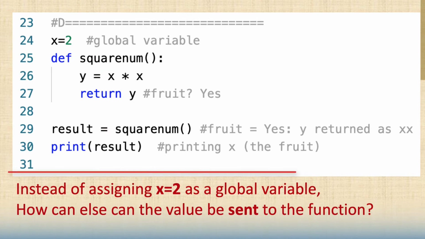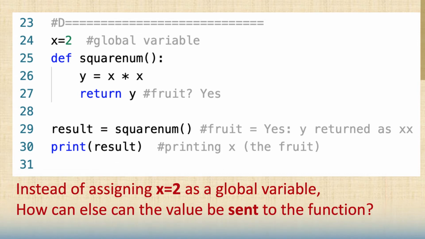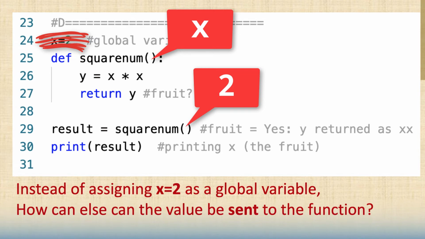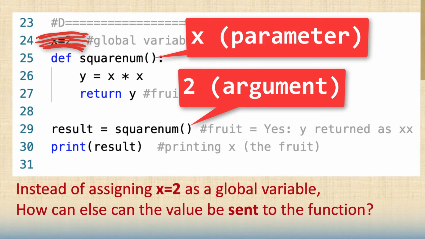So instead of assigning x equals 2 as a global variable, how else can the value be sent to the function? And if you remember, we can put 2 in as an argument. Instead of using a global variable, we could put 2 in the parentheses for square num when the function is called, and then we could put x up in the function definition up there so that it gets called on the fly. The value gets inserted when the function is called. And that's by using an argument down here and using a parameter up there.